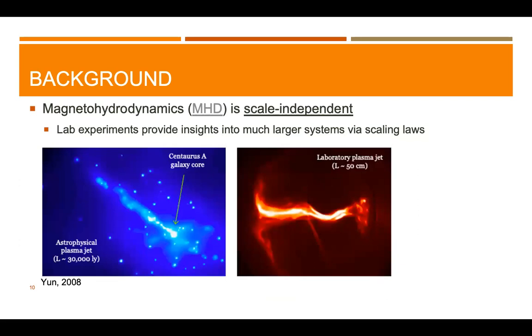MHD is scale independent. On the left-hand side, we see an astrophysical plasma jet. This is an intergalactic nucleus. On the right-hand side, we have a laboratory plasma jet. This is actually something that I produce in my lab frequently.